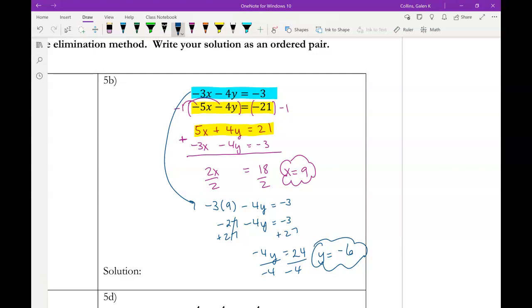And now a good thing to do would be to just check our work, make sure it works out. So I'm going to use the other equation. So -5 times 9 minus 4 times -6 should work out to be -21. So let's see, that's -45. That becomes plus 24. Is that in fact -21? Well, it is. All right, so our solution is (9, -6).